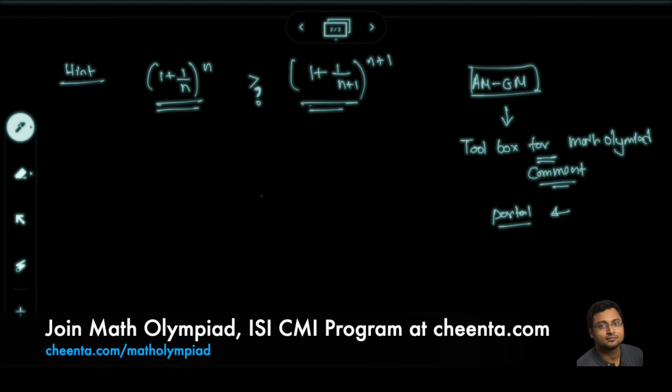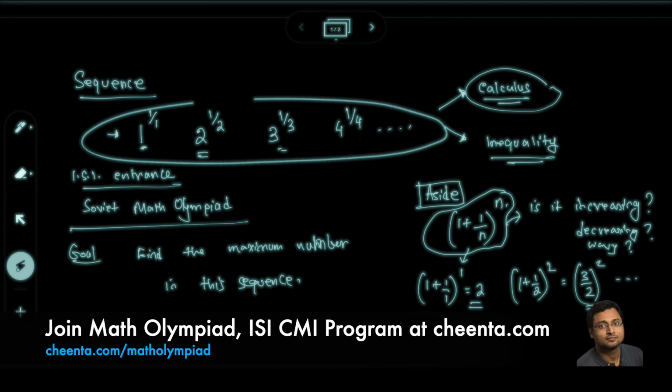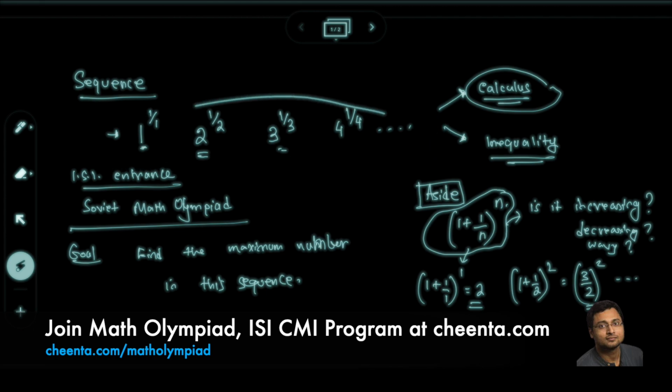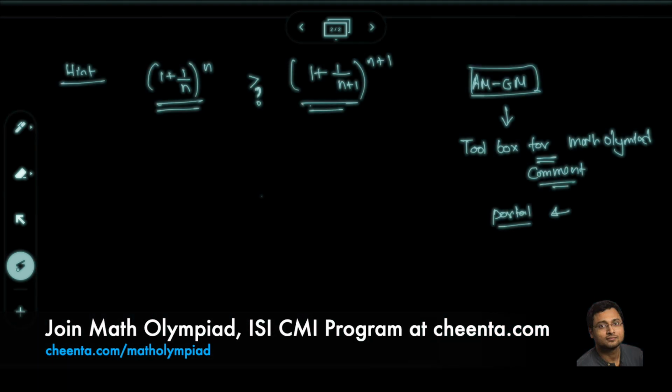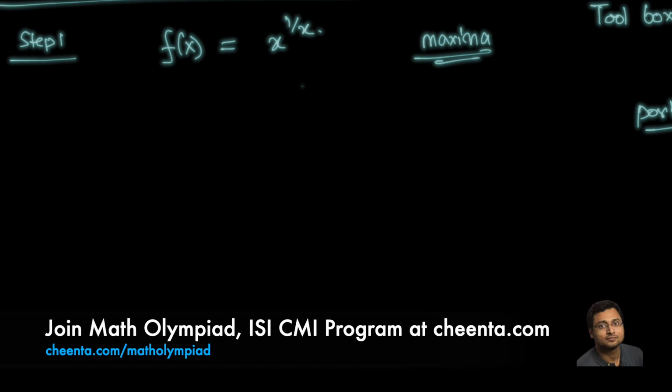Okay. Now coming back to the original problem, this is 1 raised to 1 over 1, 2 raised to 1 over 2, and so on. Let's see how we can solve this one, how we can find the maximum value of this particular sequence. We will take the help of calculus. So here is step 1. Look at the function f of x equals x raised to 1 over x. Can you find the maxima of this particular function?